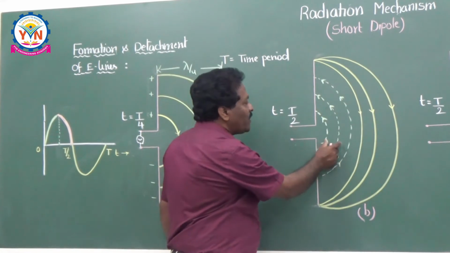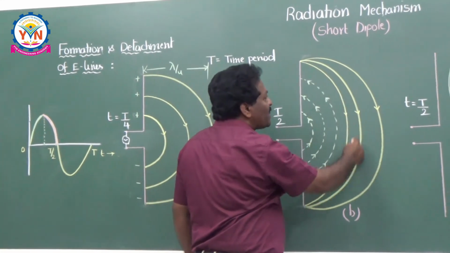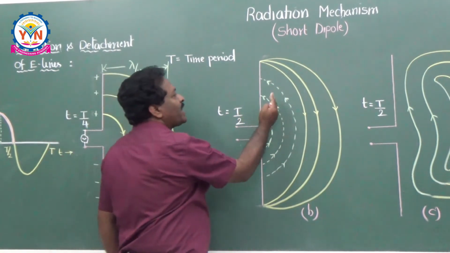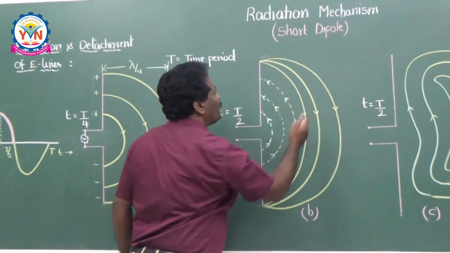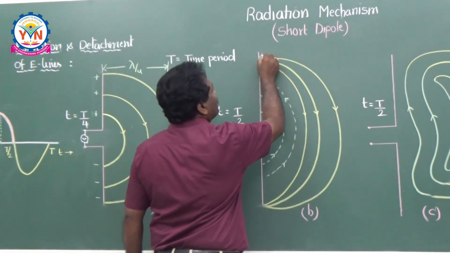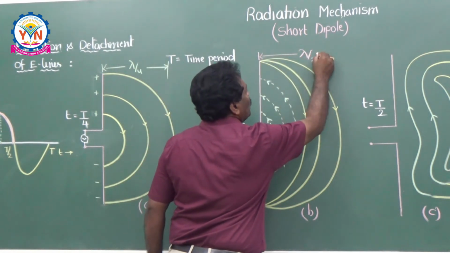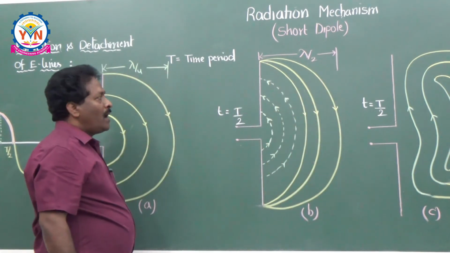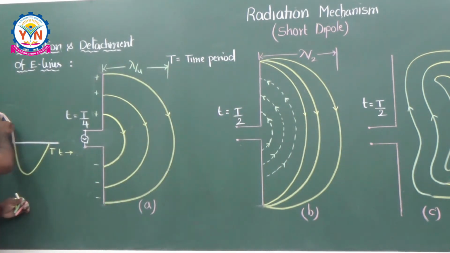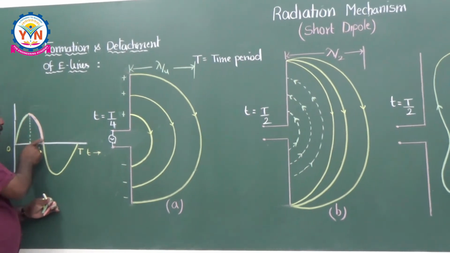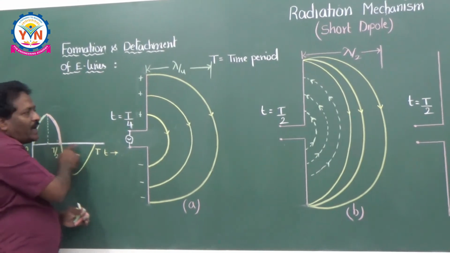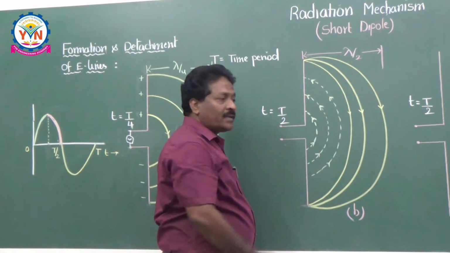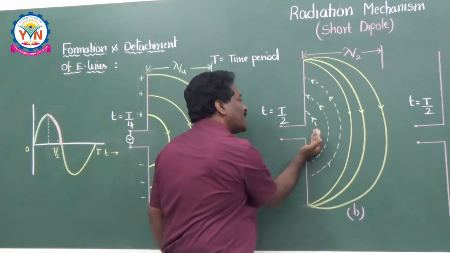So if you see this figure, the yellow lines are actually the previous lines. These lines have actually traveled another distance of lambda by 4. That means from this to this, the distance is lambda by 2. So already they have traveled lambda by 2 distance. And because of this lambda by 4 input information, I am assuming another 3 lines come into the picture. These are the lines of force coming into the picture in the reverse direction.